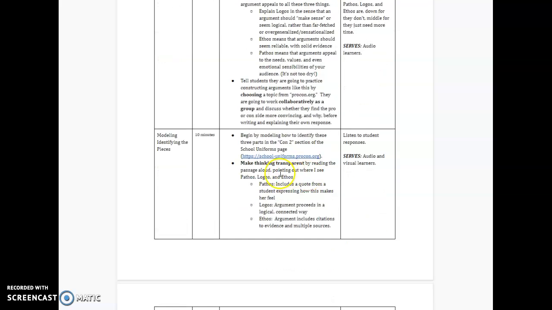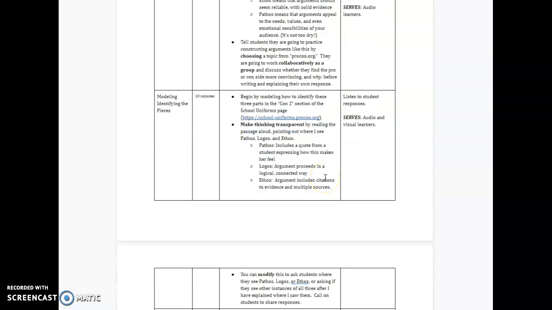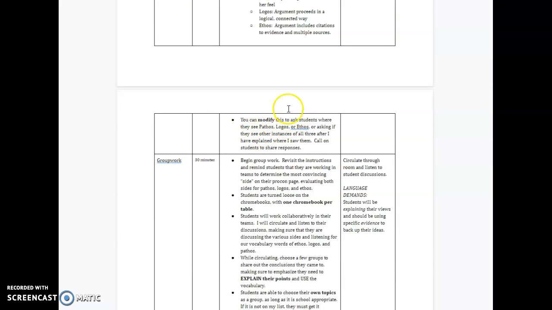The teacher will make thinking transparent by doing a think aloud to model the thinking process for his or her students. Reading the passage aloud and highlighting the important pieces of the argument will set an example for the students for what is expected of them. The word modify is highlighted because the teacher can modify the material as necessary for his or her learners.